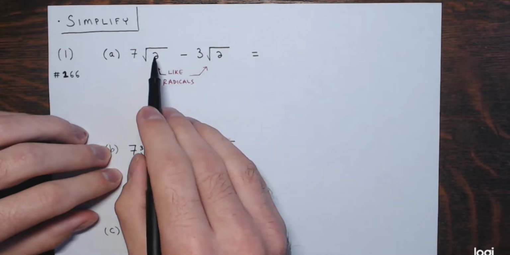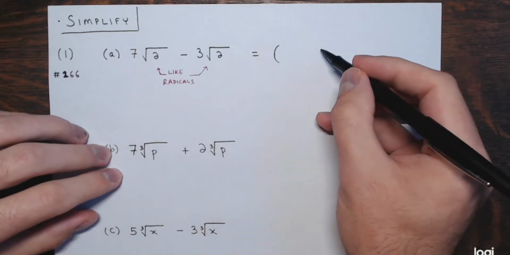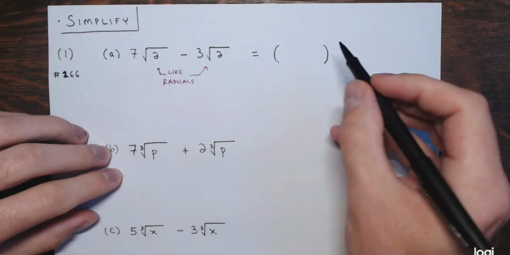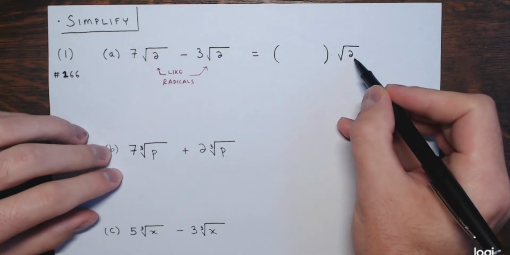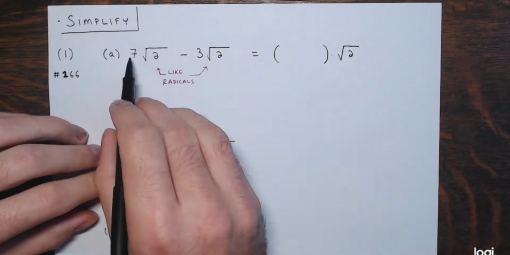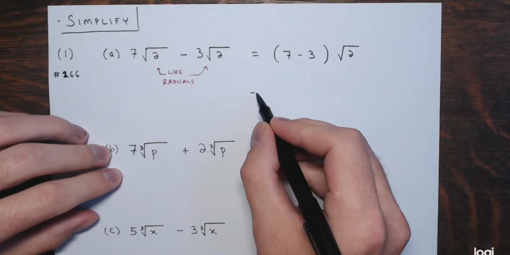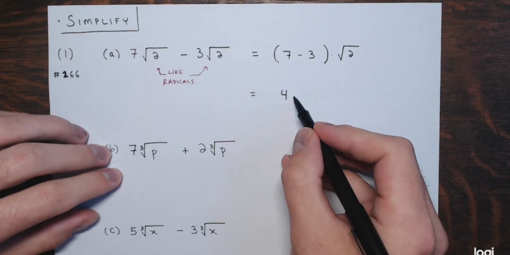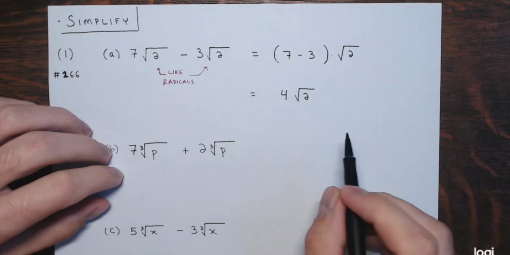Now what I'm going to do is a little different. I'm going to factor it out on the right side of the parentheses, which is totally fine. You see how both of these terms have the square root of 2 in common. So I factor out the square root of 2, and what would be left over in parentheses is 7 minus 3. That can be simplified: 7 minus 3 is simply 4. So we have 4 times the square root of 2.